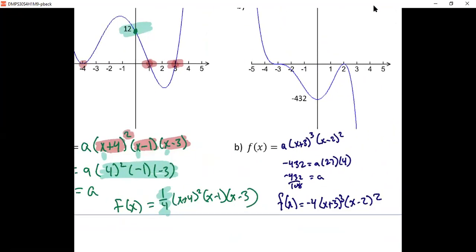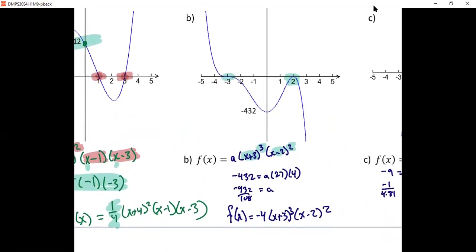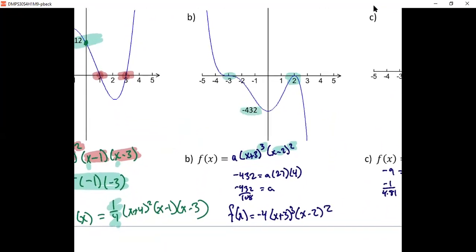And so with our next one, once again, this is more of a cubic function. So x plus 3 is our factor that gives us that 0, and it goes through in a cubic way. X minus 2 is going to be our factor, and it meets it in a quadratic way. And then we are going to use 0, -432, in order for us to be able to figure out what our a value is. Once again, plug in -432 for y, plug in 0 for x, and solve for a.